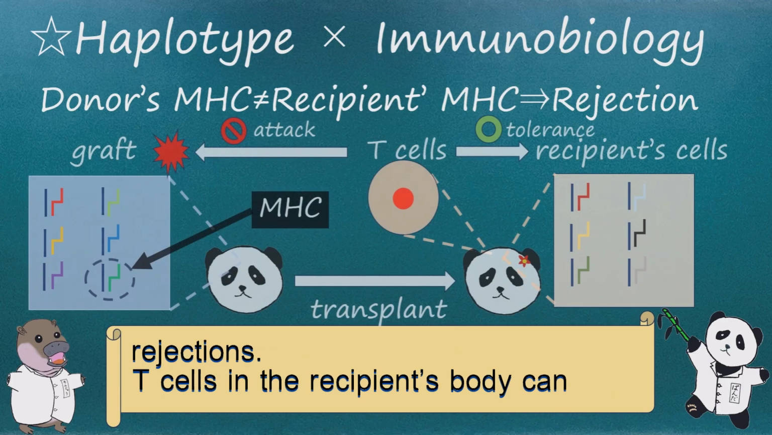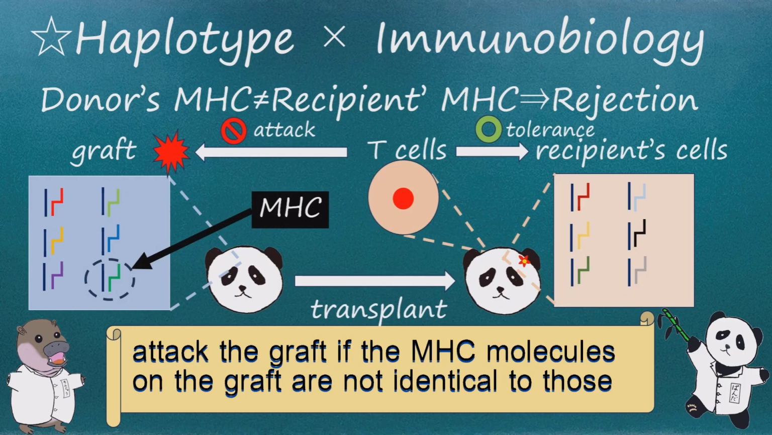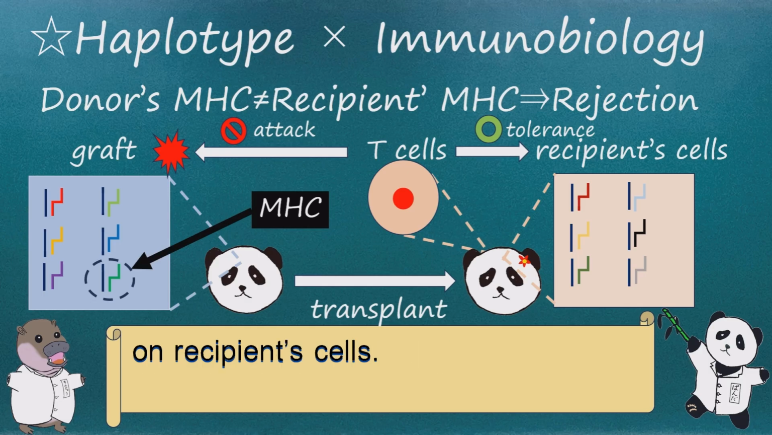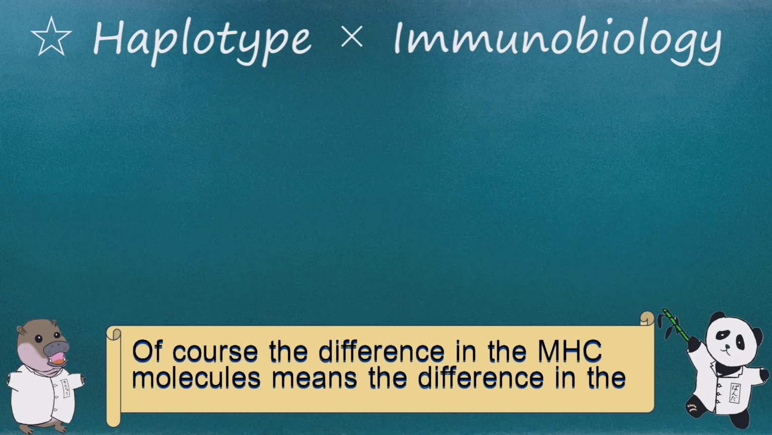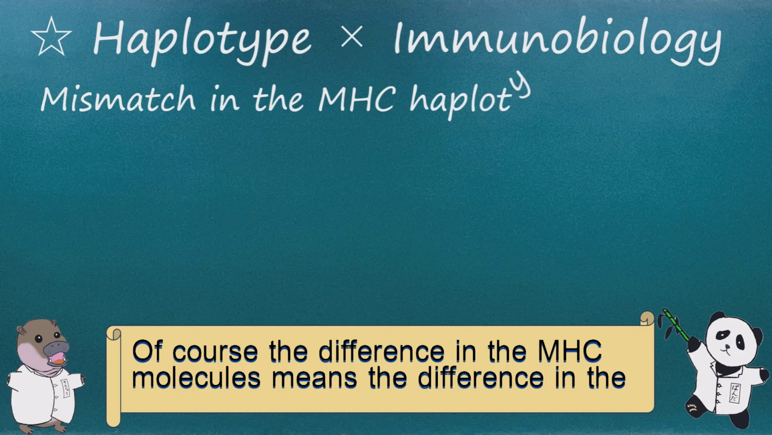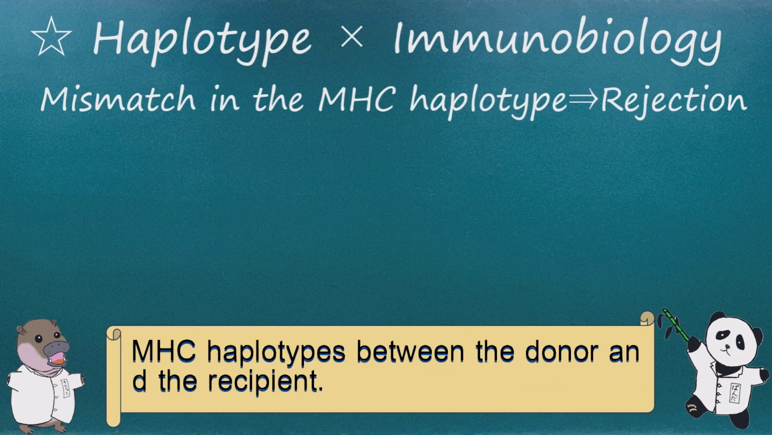T cells in the recipient's body can attack the graft if the MHC molecules on the graft are not identical to those on recipient cells. This attack by T cells is one of the major causes of transplant rejections. Of course, the difference in the MHC molecules means the difference in the MHC haplotypes between the donor and the recipient.